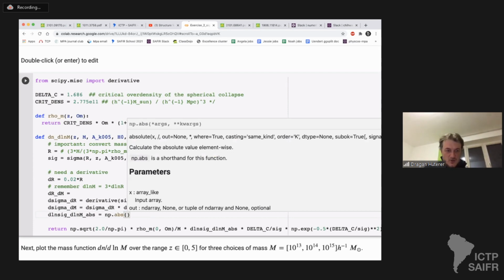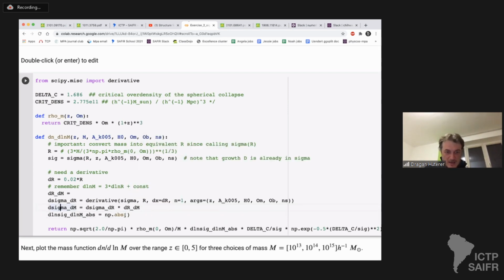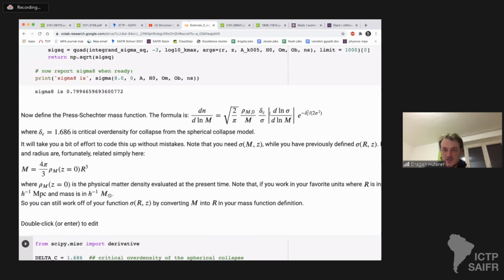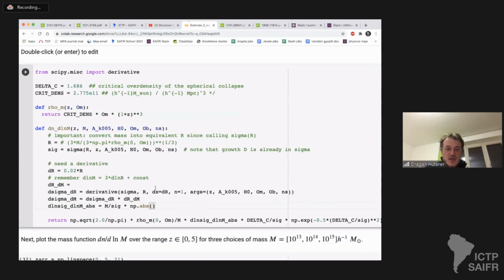The absolute value, the d ln sigma d ln m will be m divided by sigma times, I want absolute value. Remember, that's in the Press-Schechter, right? If you go to Press-Schechter, there's an absolute value here. This can be negative. So it's m divided by sigma times d sigma dm. Okay. So this is d ln sigma d ln m.